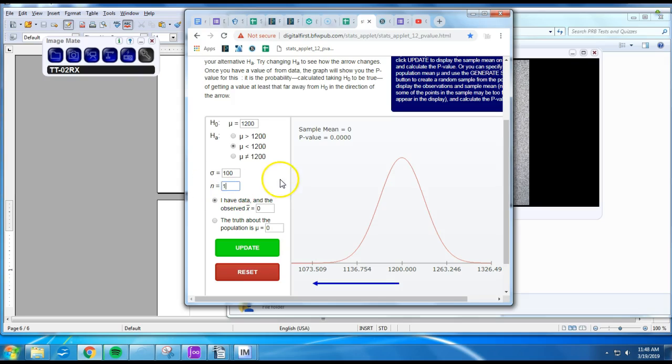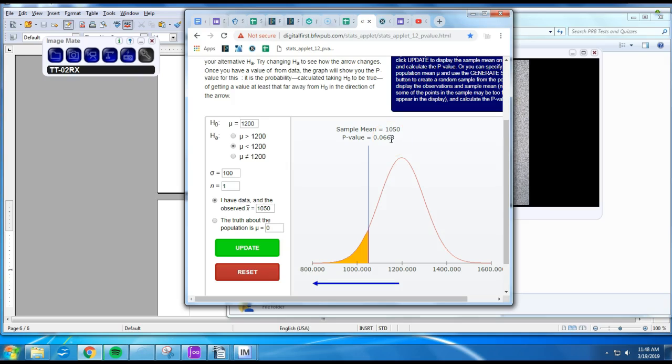And I've only taken one test. I got one test, and what I got was a 1050. So here's 1200, and 1050 is approximately here. This p-value is the size of this orange shaded region. This isn't perfect, but this 0.0668 is basically the probability that they were telling the truth.